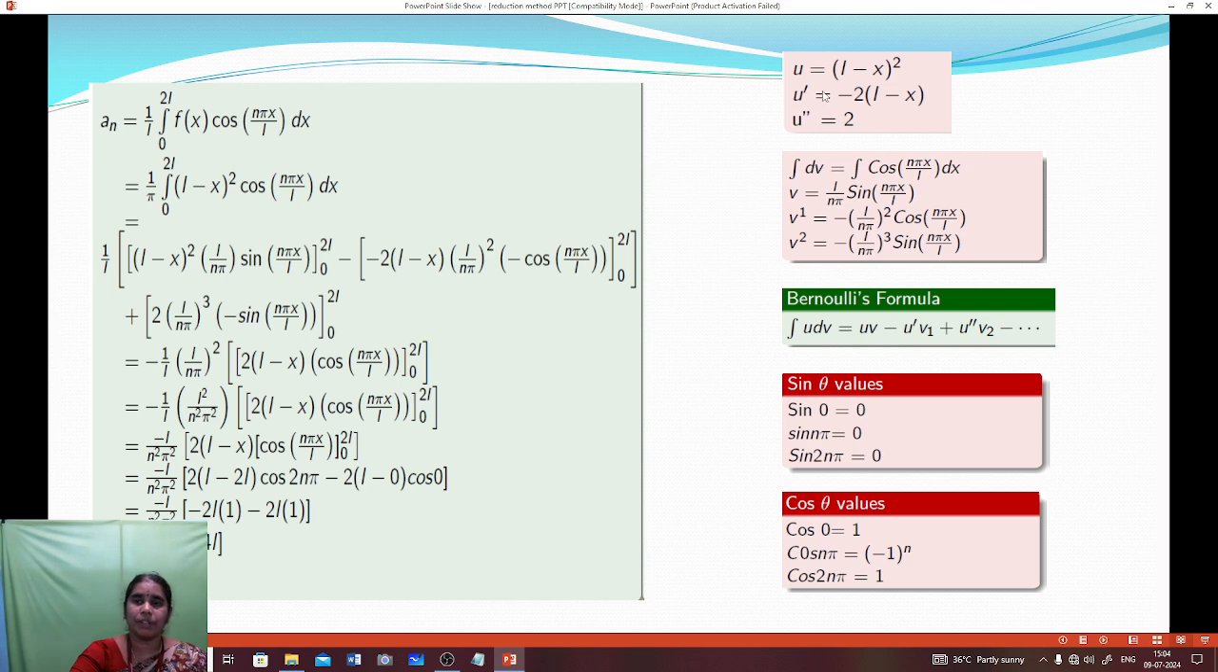We are going to substitute our u values and v values in the Bernoulli formula. See here, 1 by L integral, here it is 1 by L, by mistake I have taken it as a fine. 1 by L, substitute u v value minus u dash value v1 value plus u double dash value v2 value. On solving the values for upper and lower limit, before solving, just go through it, just to find, see, your first term and the last term having sine.